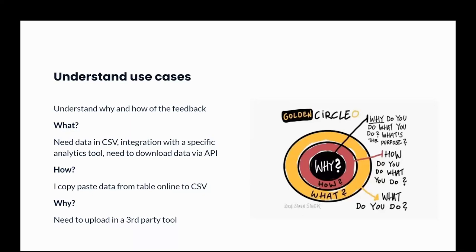Let's take an example here that we see on the screen. So let's say one customer is saying that I need to download data in CSV. Another is saying I need to integrate this tool with a specific analytics tool out there. Third would say I need to download data via API. How do you scale? The first step is to understand what they actually do to get things done.